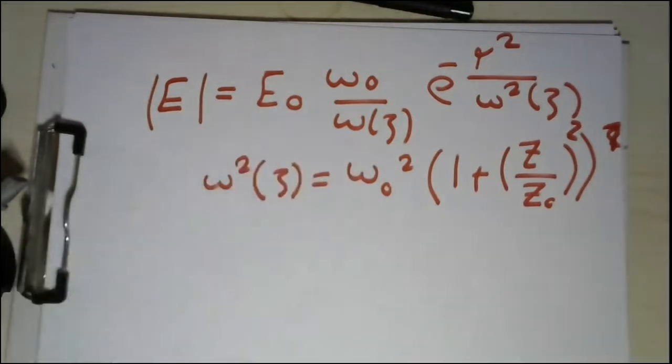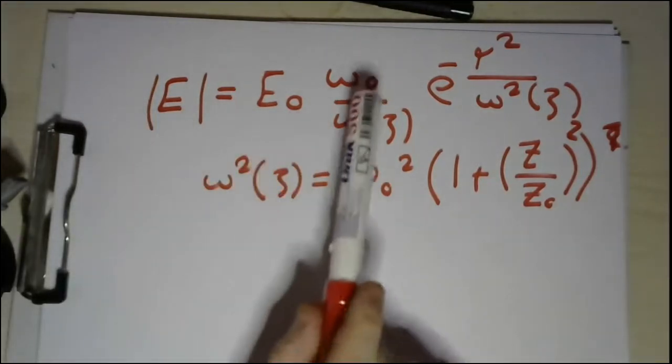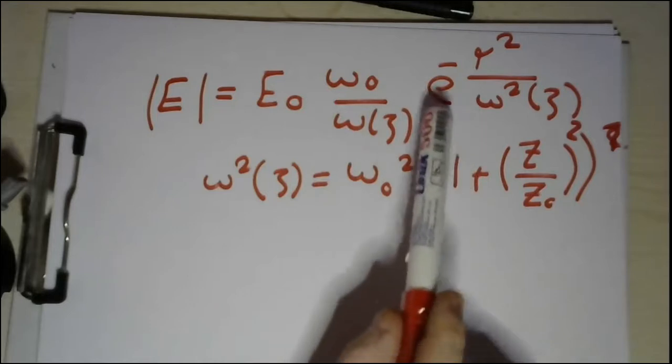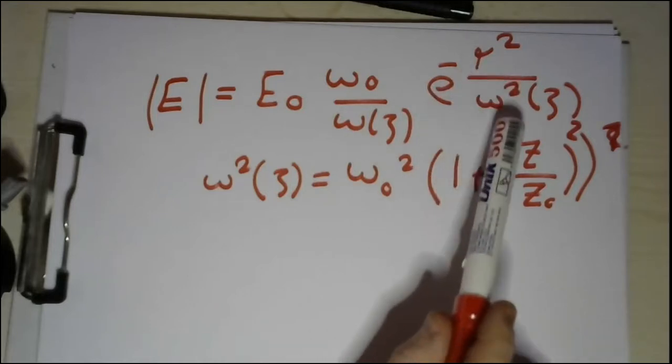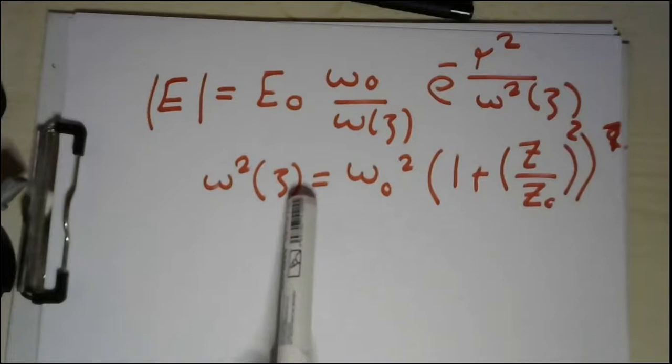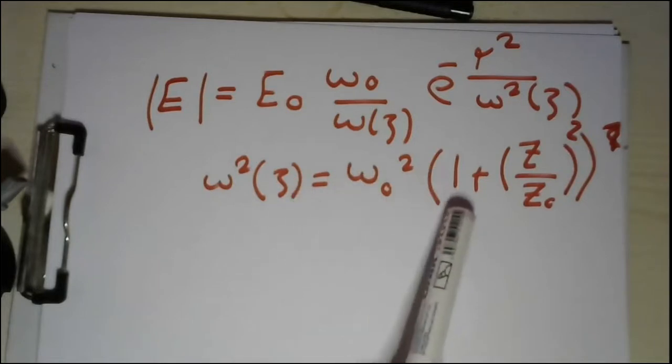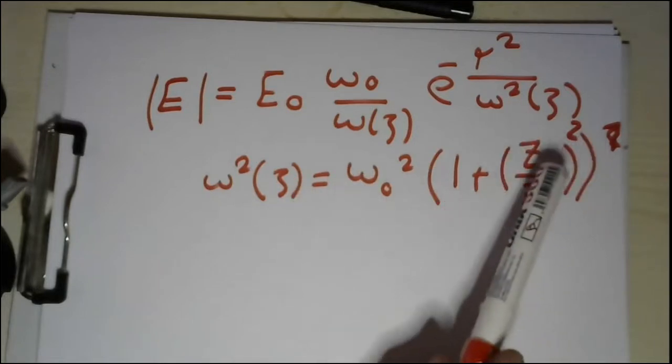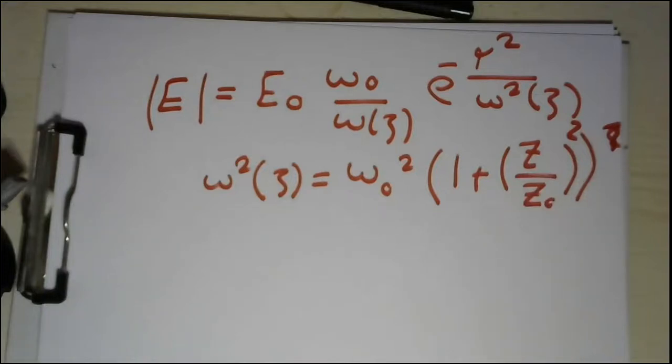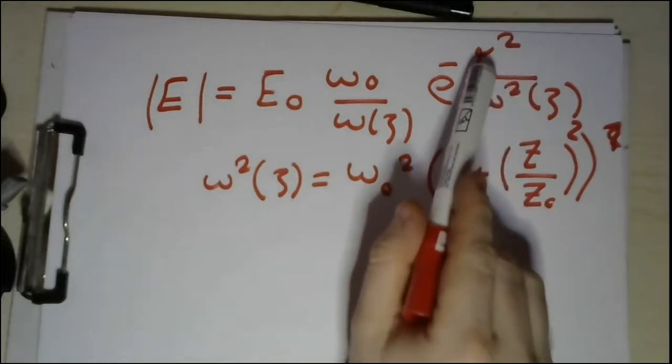So this is the equation, E equals E naught, omega naught over omega z, e power minus r square over omega square of z, where omega square of z equals omega naught square times one plus z over z naught all squared, and this is the closed bracket. This is the equation we are going to consider. If you recognize this equation well, you will find that this equation is a function of R and Z.